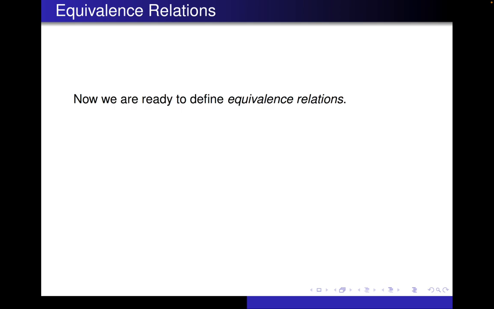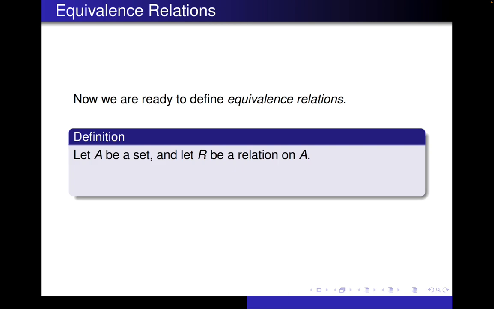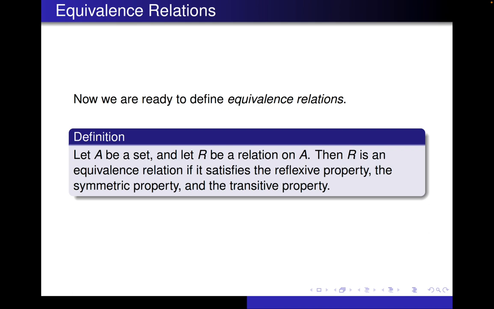So now we're ready to define what equivalence relations are, and it's not going to be anything earth-shattering. Again, we have a set A, and we have a relation on that set A. We say that R is an equivalence relation if it satisfies all three of those properties. It's reflexive, it's symmetric, and it has the transitive property.